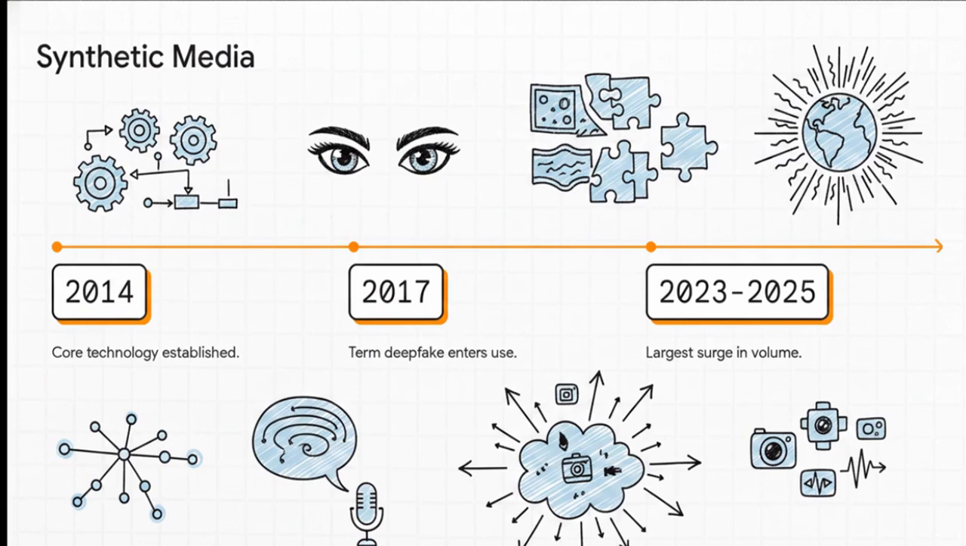The core technology was actually established back in 2014. By 2017, the term deepfake had officially entered our vocabulary. But the absolute largest surge in volume, the real explosion of this synthetic media, hit us between 2023 and 2025. It is a massive global phenomenon now. What we know for sure is that AI systems can pump out audio, images, and video realistic enough to deceive not just ordinary viewers like you and me, but major, highly secure institutions.